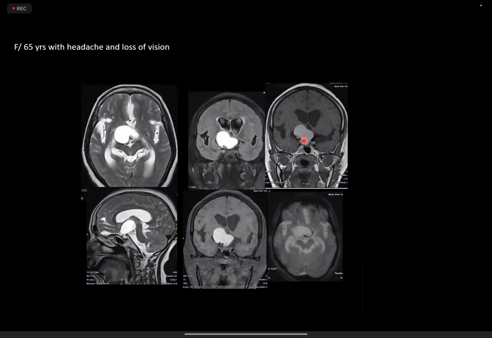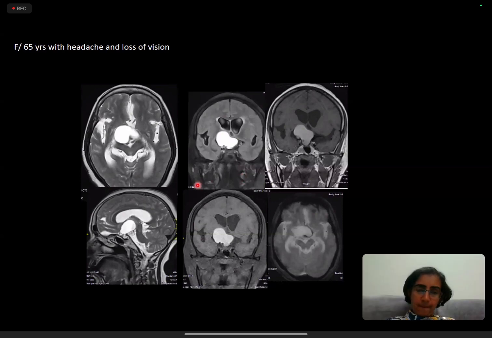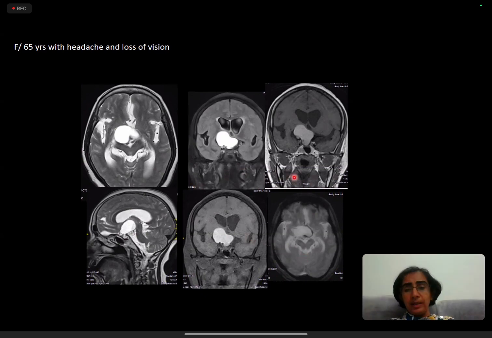Ma'am, the pituitary is seen separately. Yes. So, ma'am, my diagnosis could be a craniopharyngioma. You have to describe all the lesions, all the parts of all the pathology.